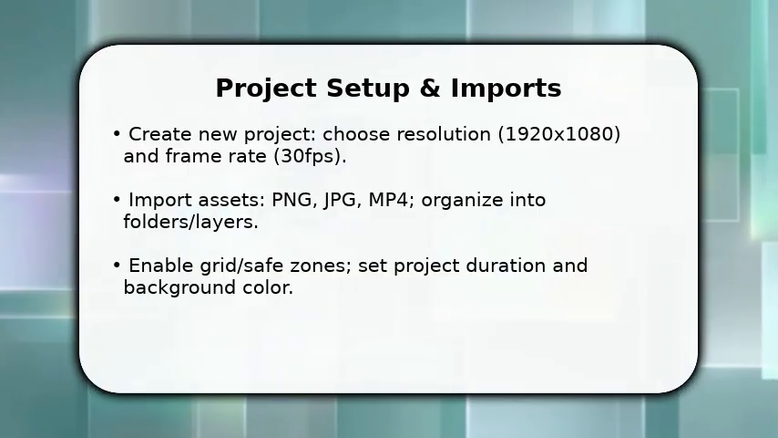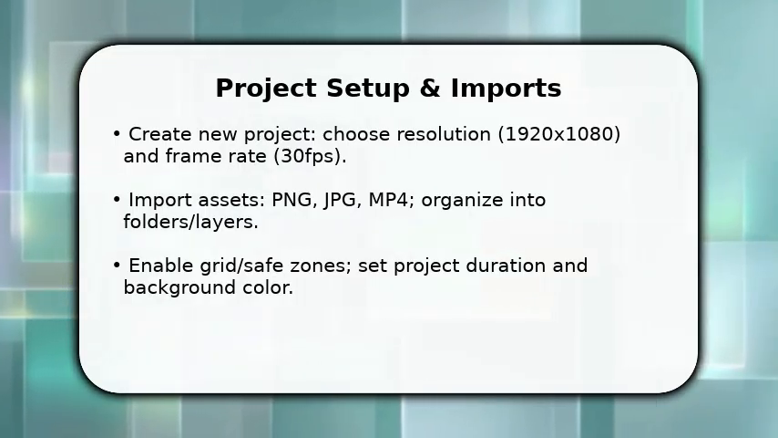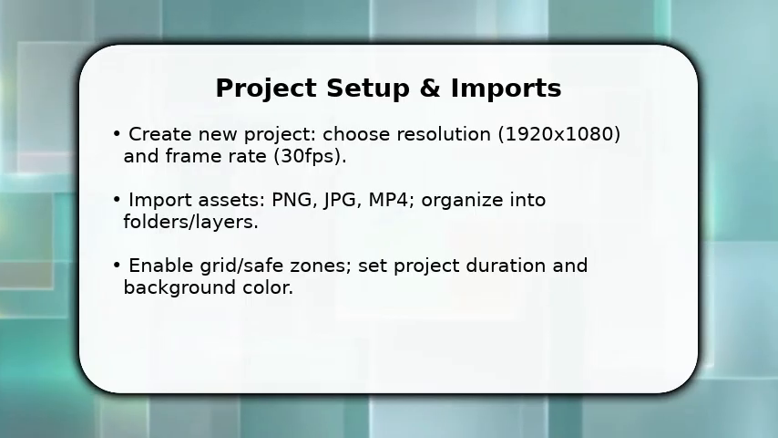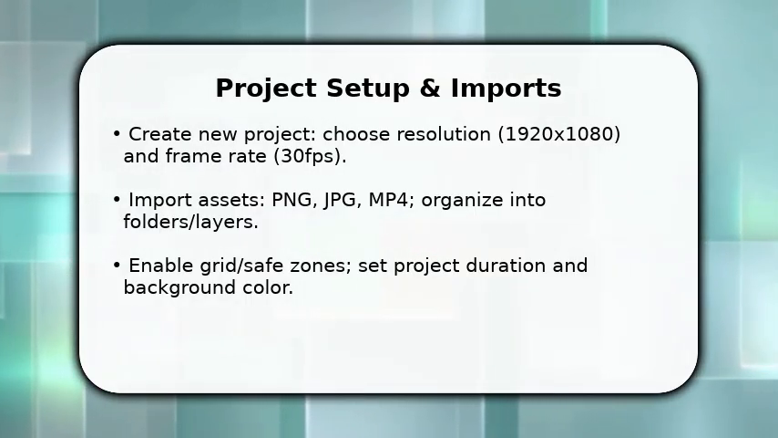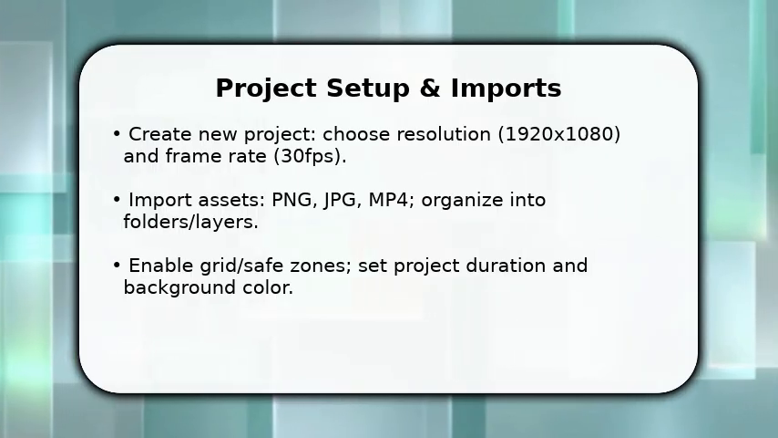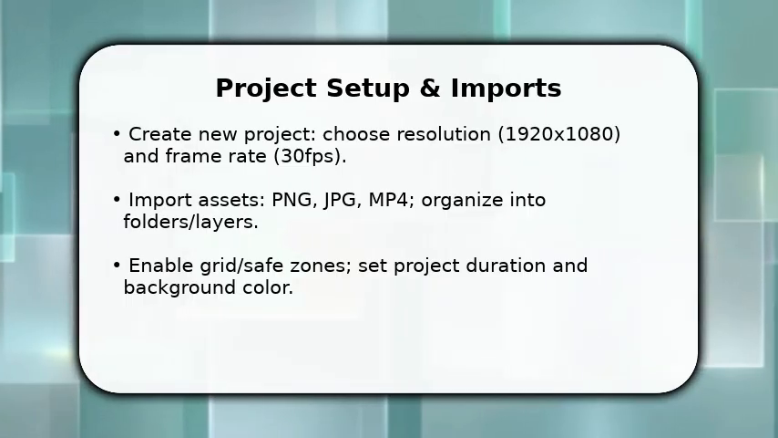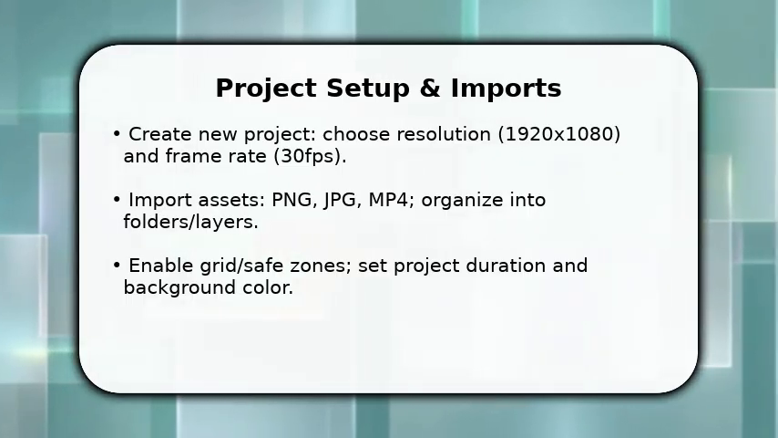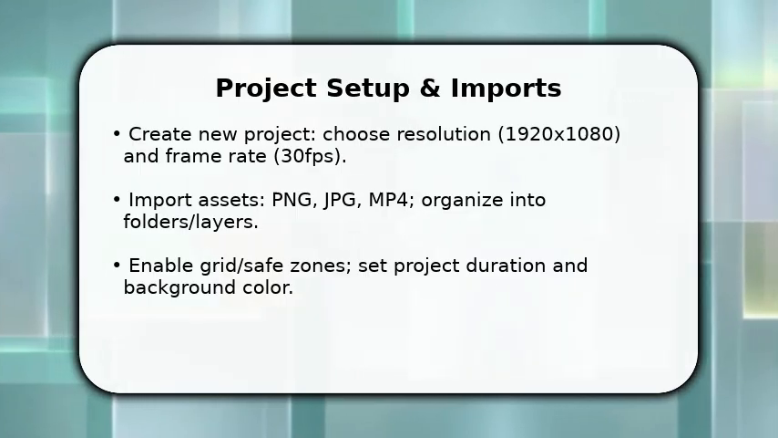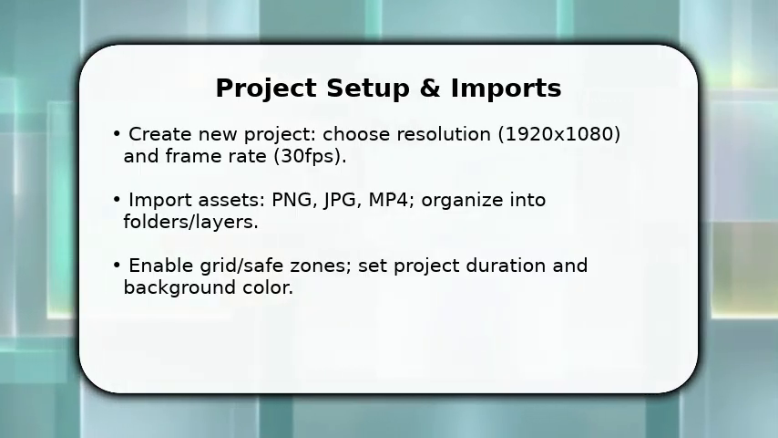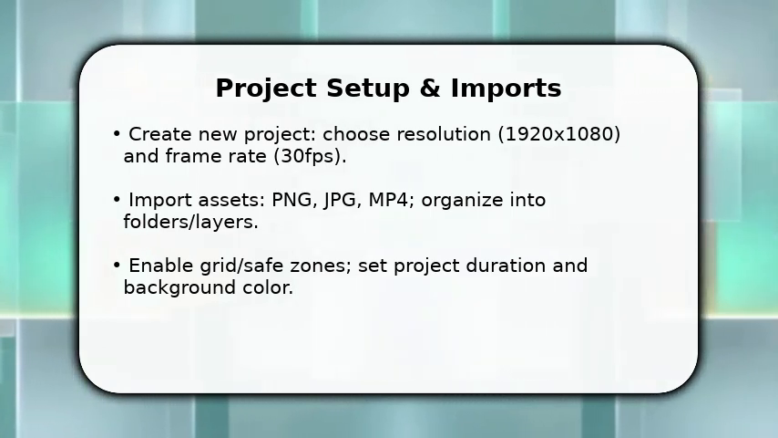You start by creating a composition sized to your target output, for example 1920 by 1080 at 30 fps, because consistent settings prevent retiming issues later. Once done, import all visual and audio assets and group them into labeled folders so you can find layers quickly. Make sure to set the background color and enable the grid or safe zones. This helps align motion elements. Finally, trim the project duration to your sequence length so the timeline stays focused and responsive.